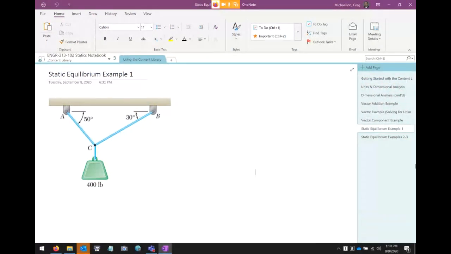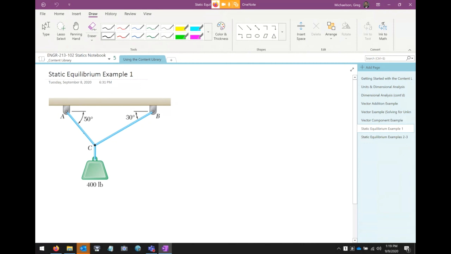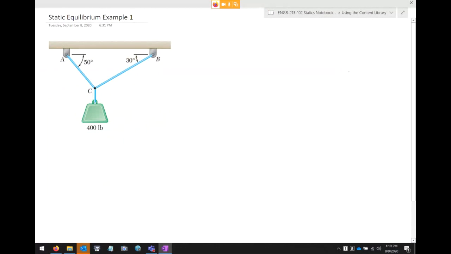Okay, so here's the problem. And again, I'm doing this in the Microsoft Teams notebook, so everybody in the class has access to this. So here's our problem. We've got our weight C here, and we've got all of this. Let me make my screen bigger. Let's start off by introducing this concept of a free body diagram.